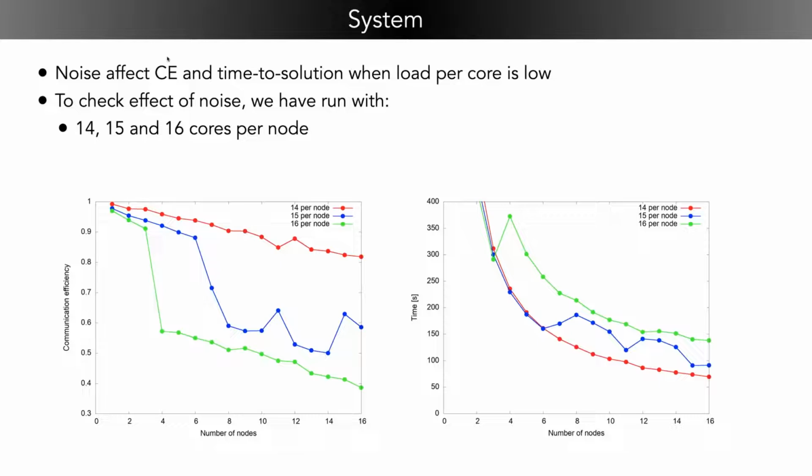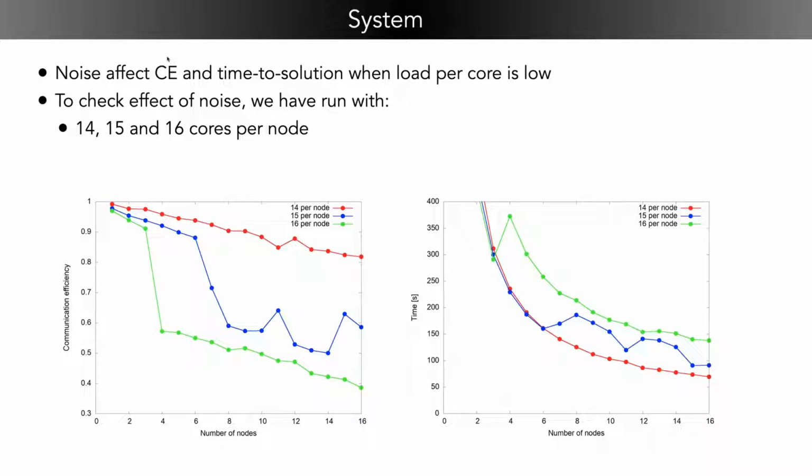Just a small note. This has not really to do with this work, but just for you to know that the system noise that we have on all supercomputers affects the time to solution. For example, for this case I've run using 14 cores per node, 15 and 16. We see that the communication efficiency is very affected by the noise on the system.